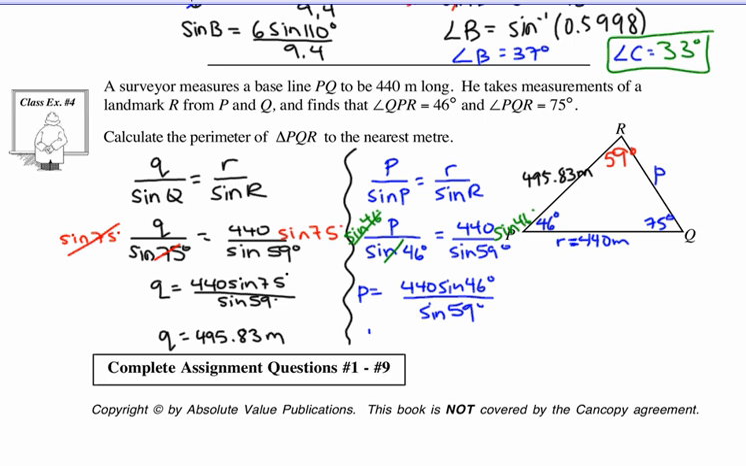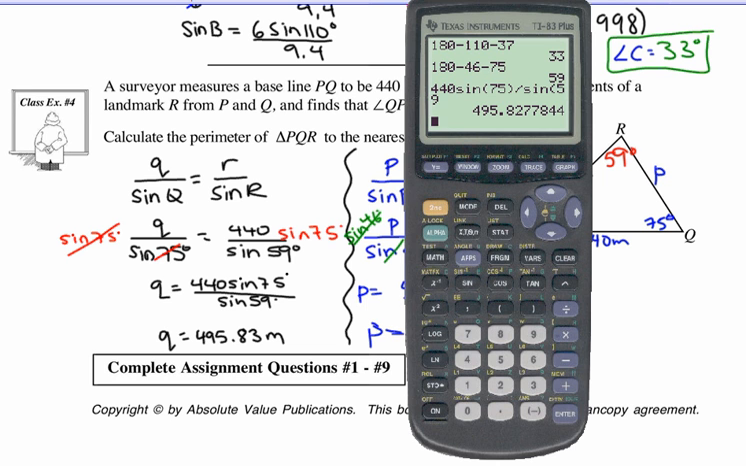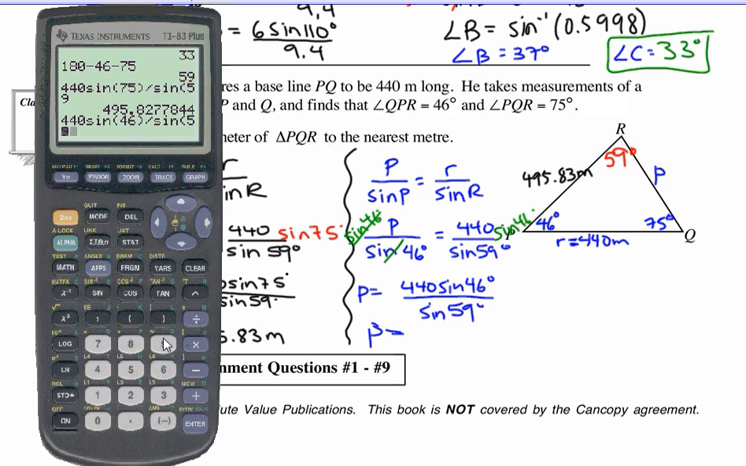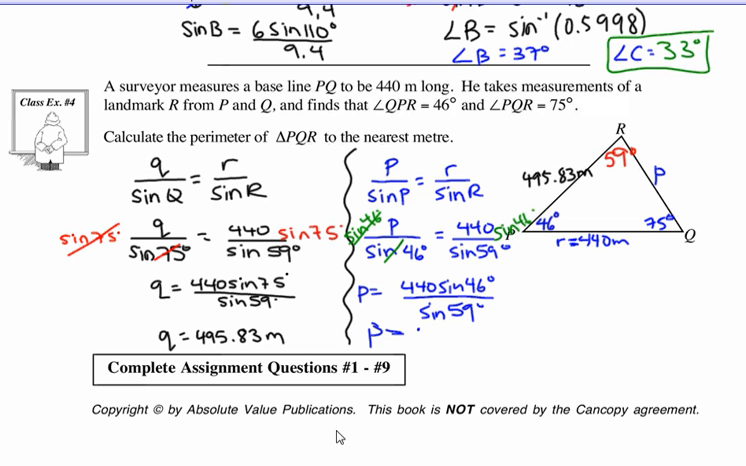Very easy. Sine law is probably one of my favorites, probably even easier than SOHCAHTOA. So 440 sine 46 divided by sine 59. And there you go, 369.25 meters. And so last, what's our perimeter?